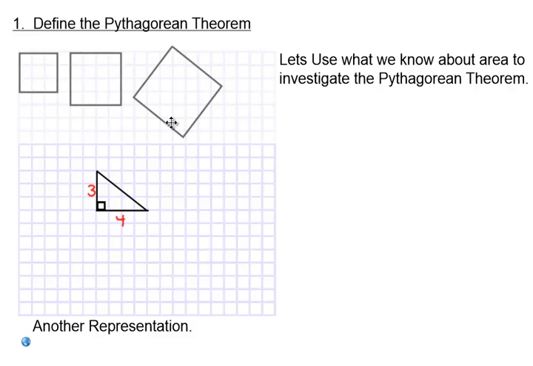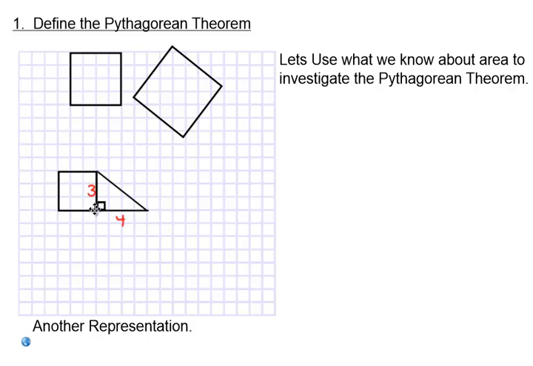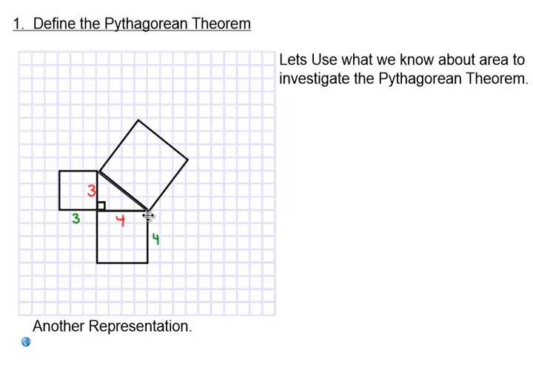Now I am going to make a square that has one of its sides of length 3. Here's my first square. It has a length of 3, so that means it also has a width of 3 because it's a square. I'm going to do the same with the 4, the other leg. I'm going to make a square, and that also has 4. And then I'm also going to make a square using the hypotenuse, and that's what it looks like.